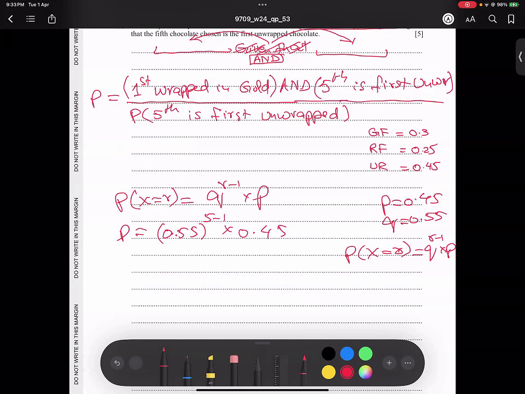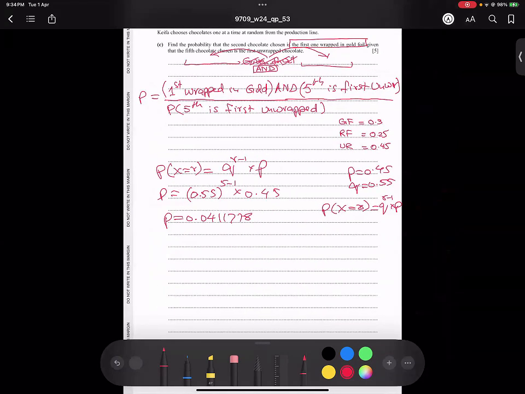First of all, I will calculate 0.55 to the power 4 into 0.45, which becomes 0.0411778. It will go directly in the denominator, so I'm copying and pasting it in the denominator, because it comes for the denominator part. I think this part is clear.